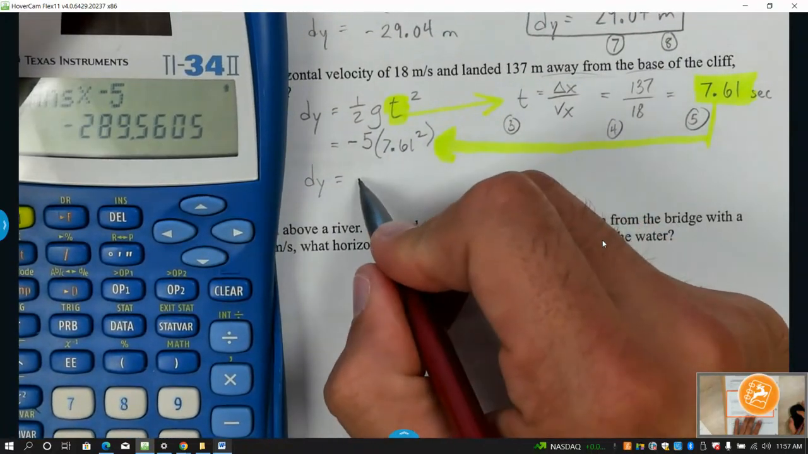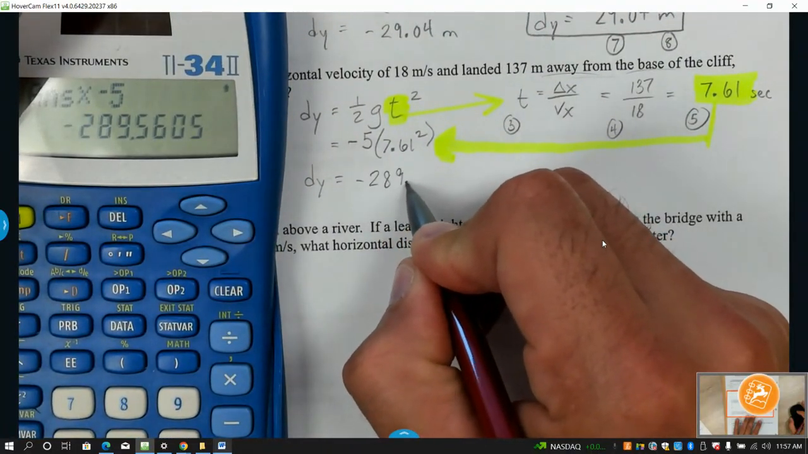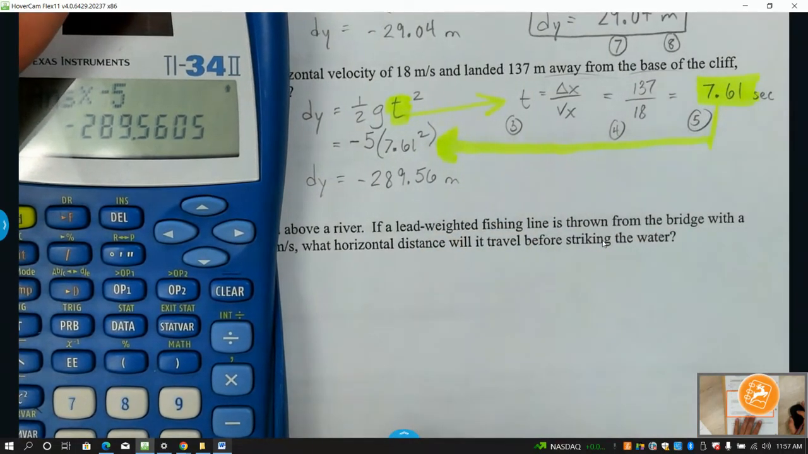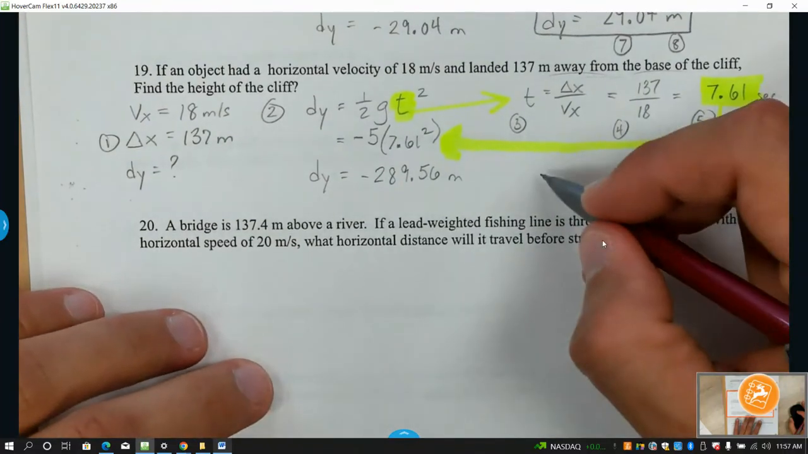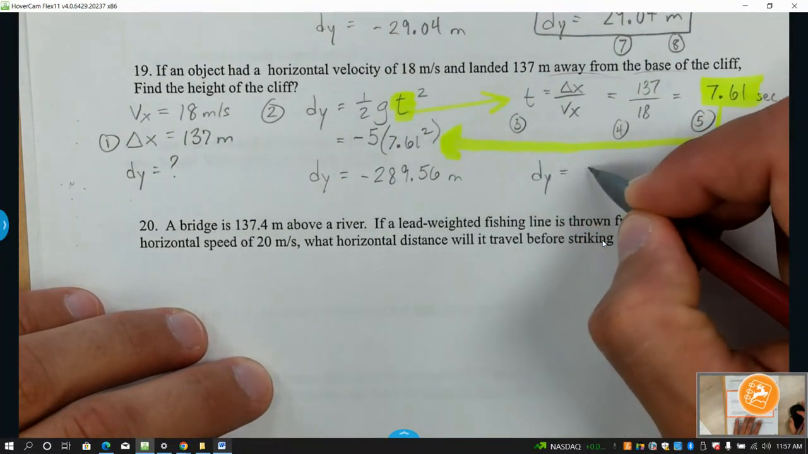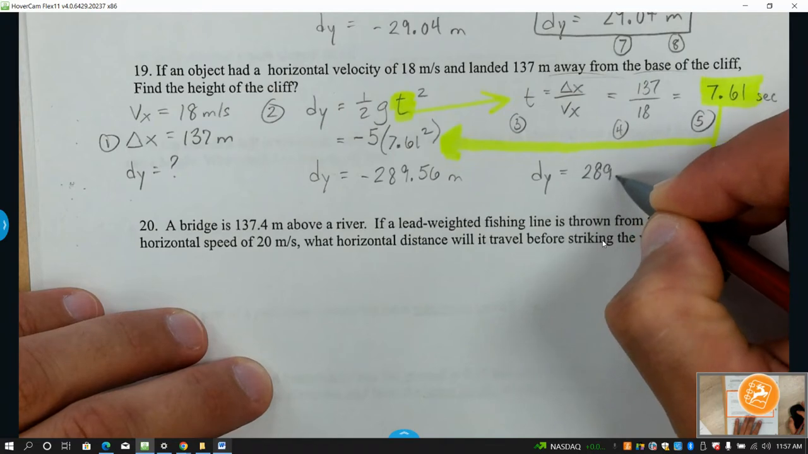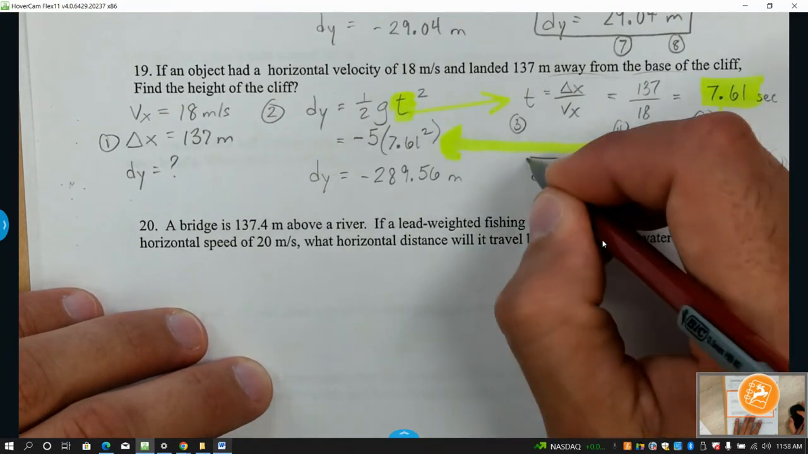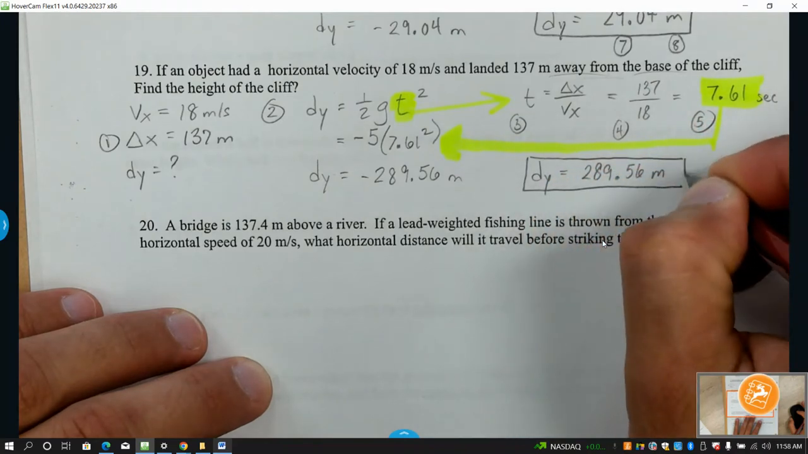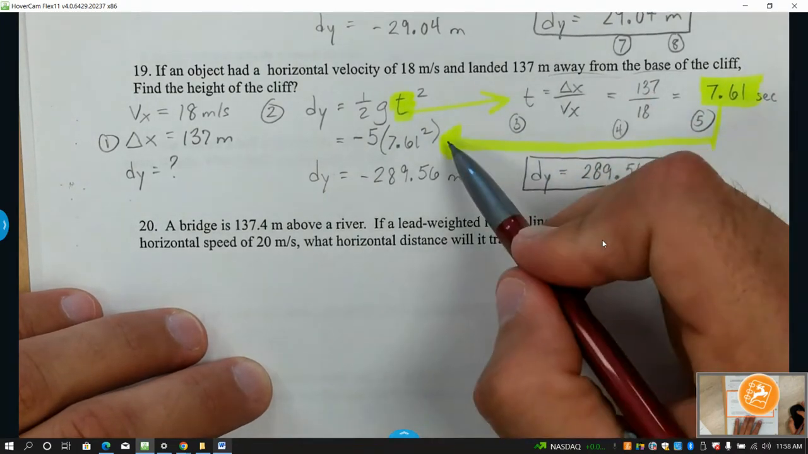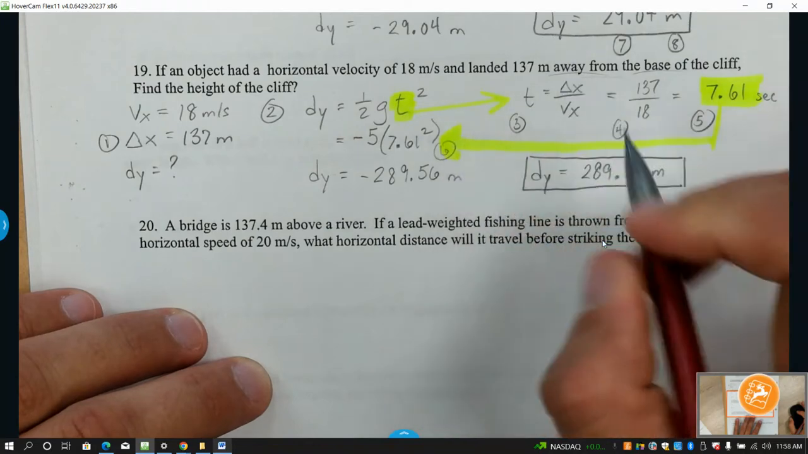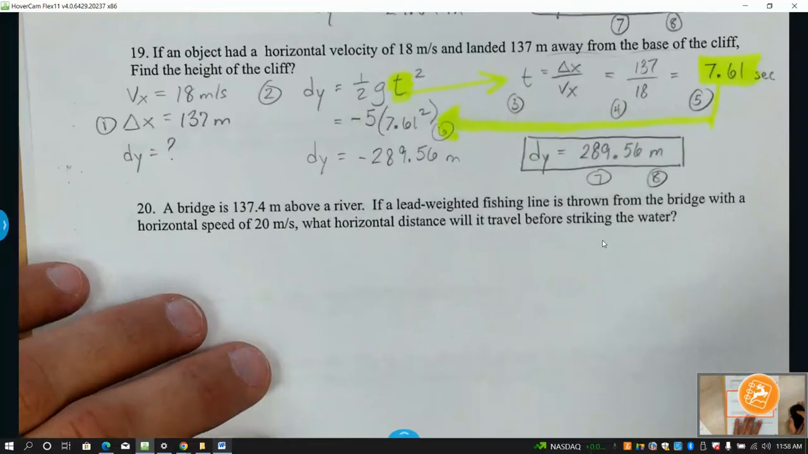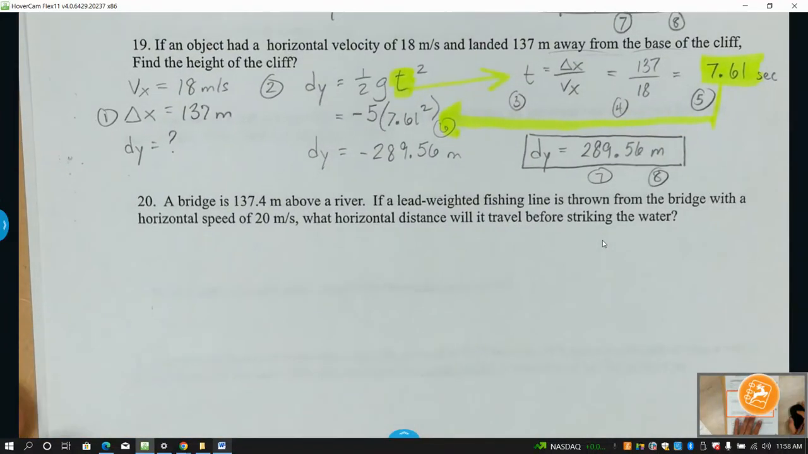So dy will equal this -289 rounded to 2 decimals, 56 meters. But again, they want to know what the height of this cliff was. So we're just going to get rid of the negative sign. 289.56 meters. That would be 6th point right here to show that math. 7th point, right answer. 8th point, right unit. And our last one.